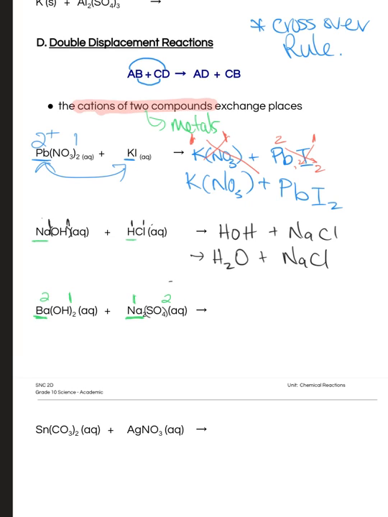Okay. So again, I'm going to switch my barium and my sodium. Okay, so now I have sodium hydroxide plus barium sulfate. Okay, and I'm just going to apply my charges here. So I know that barium has a charge of 2. I know hydroxide has a 1, sodium has a 1, sulfate has a 2. Okay, and now I'm going to crisscross them. So here I have sodium hydroxide, plus barium.